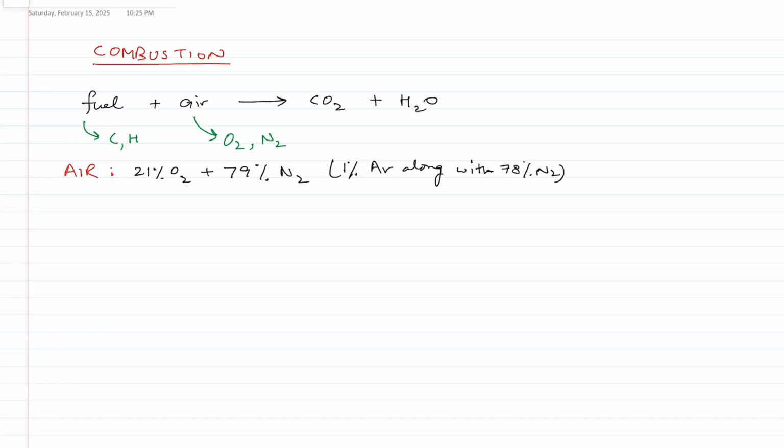So if we take the ratio of N2 over O2, so if we take that ratio of nitrogen over oxygen, that's 0.79 divided by 0.21, which is about 3.76. So we could write that air is oxygen plus 3.76 times nitrogen.